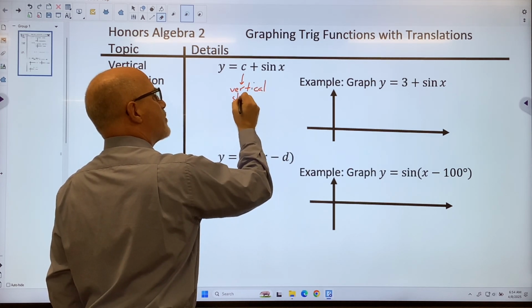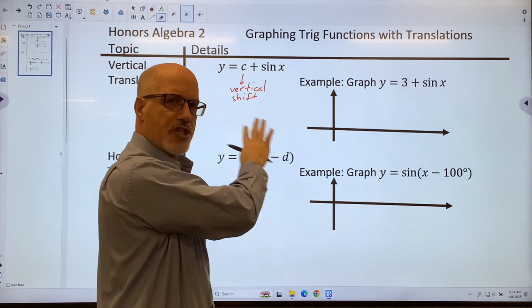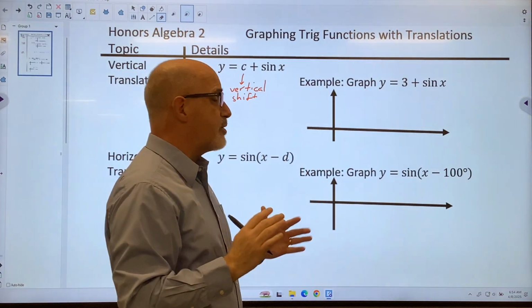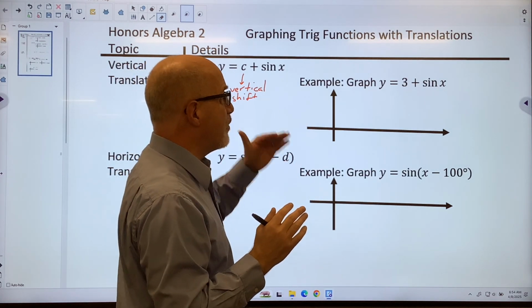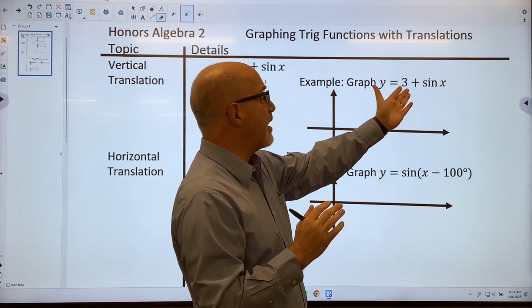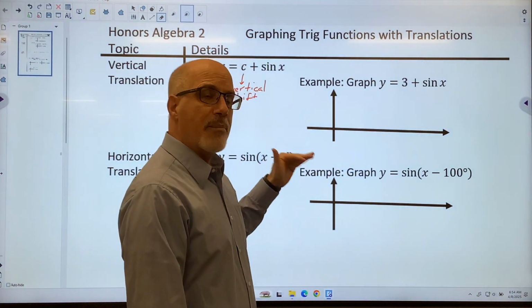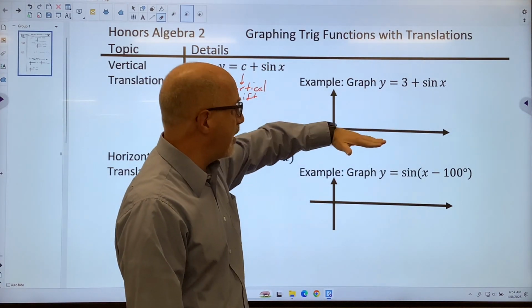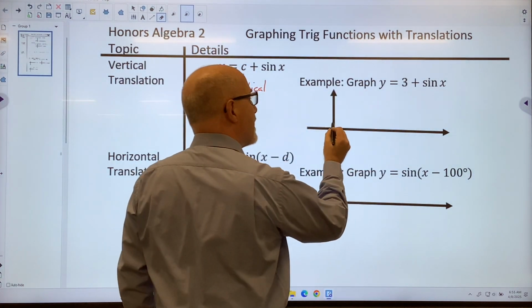We'll call it also vertical shift. So I'm going to use both words, translation and shift. Both are used in these contexts. A vertical shift means we're going to take and move it up or down. So with a graph like this, we're going to take that 3 and move the midline up from the x-axis up 3 units. So we'll start with the midline.